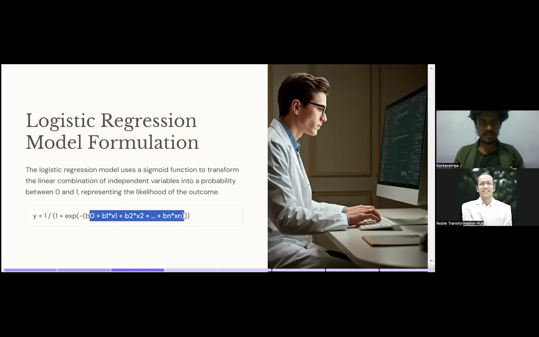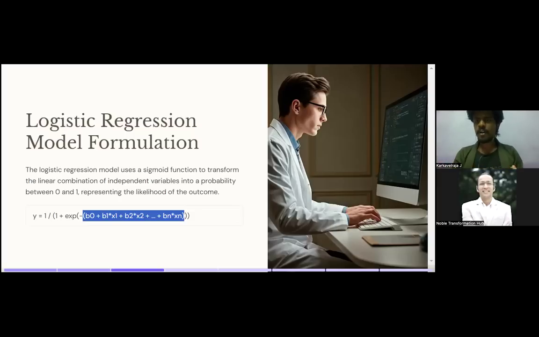We are having something, right? Something fishy, we will say. B0 plus B1 x1 plus B2 x2 plus dot dot dot Bn xn. What is this? It's a formula for multiple linear regression. 1 by 1 plus e power minus multiple linear regression is a logistic regression. Okay, we have a new definition for logistic regression, which is 1 by 1 plus e power minus multiple linear regression.